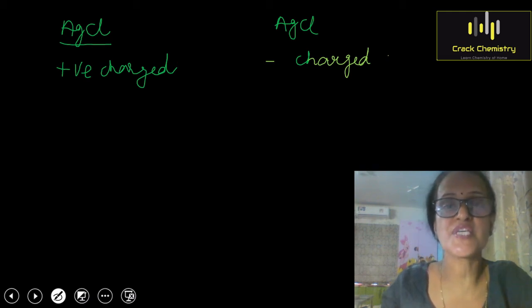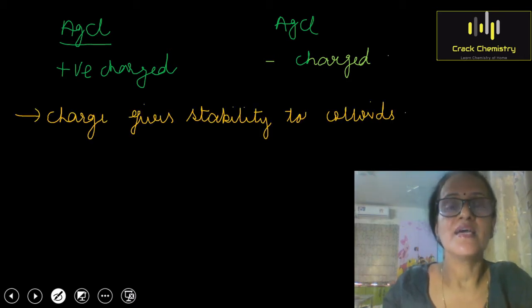Why does the presence of charge give stability to colloidal particles? The reason is that in a particular colloidal solution, all the particles will carry the same charge. So there will be repulsion between the similarly charged colloidal particles. Because of the repulsion between similarly charged colloidal particles, they will keep on moving and they will not settle down under the influence of gravity.